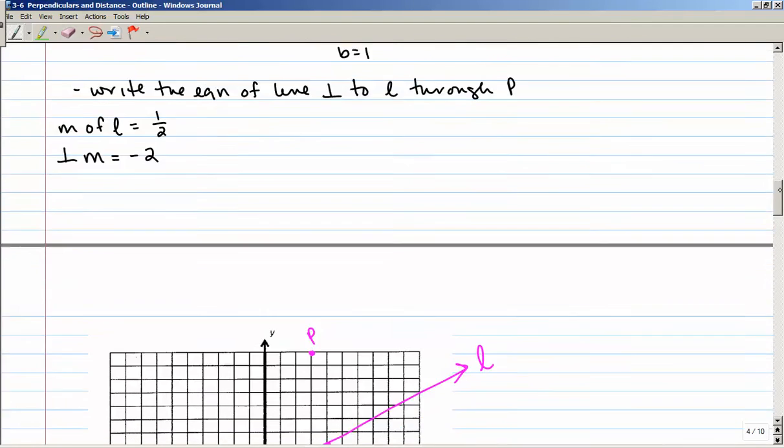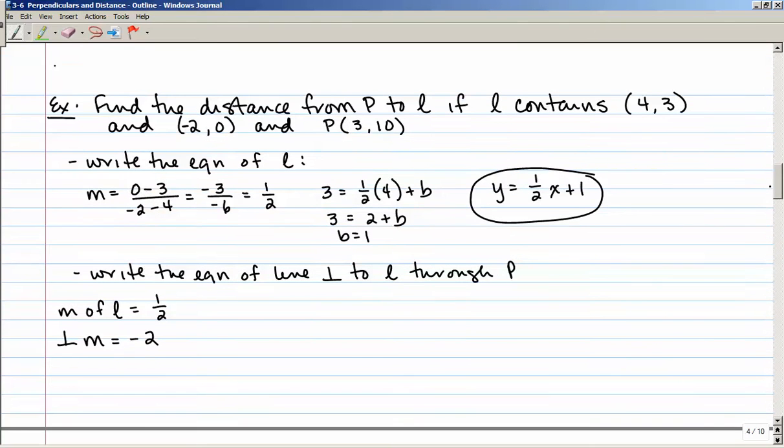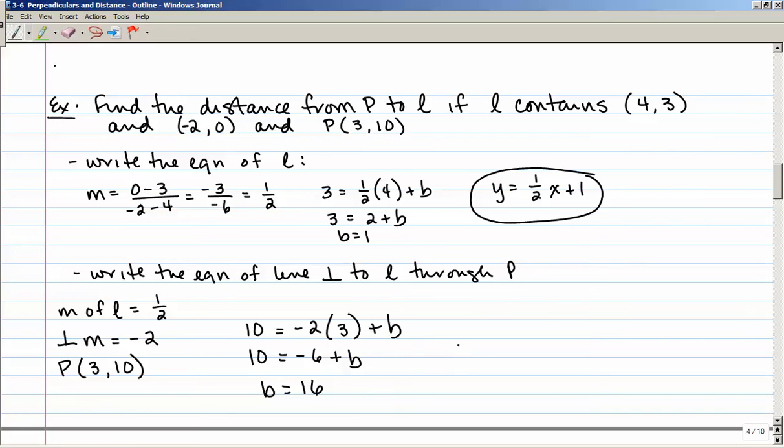So the perpendicular slope that I'm going to use has to be -2. So the slope of the line from point P going towards line L has to be -2. And I know a point on that line. I know the point P, which is 3, 10. So let's plug that into y equals mx plus b, and let's find our b. 10 equals -6 plus b, so b is equal to 16. Then the equation of that line is y equals -2x plus 16. -2 was my slope, 16 was my y-intercept.